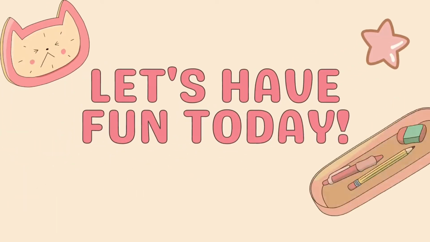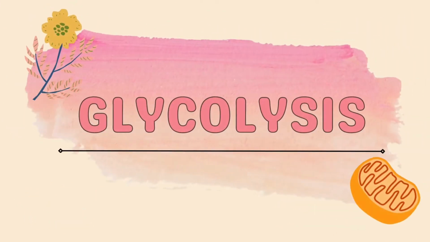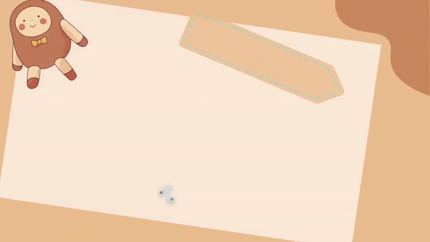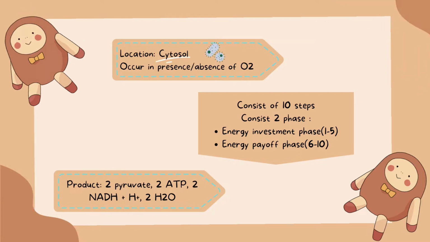Let's have fun today. First, we will go to the glycolysis process. Glycolysis location was at the cytosol and it can happen with or without oxygen. Glycolysis consists of 10 steps that are divided into two phases. There is an energy investment phase in steps 1 to 5 and an energy payoff phase in steps 6 to 10. And the final products of glycolysis are 2 pyruvate, 2 ATP, 2 NADH plus H plus and 2 H2O.